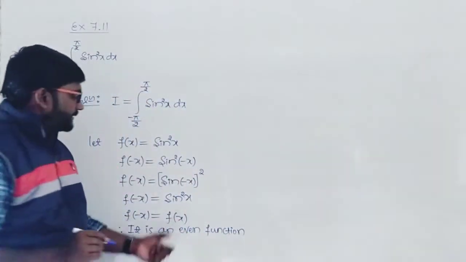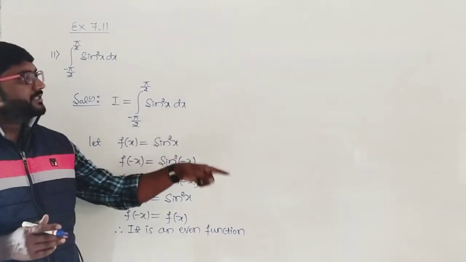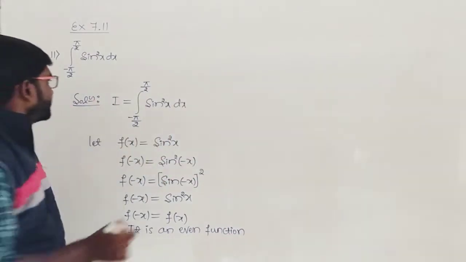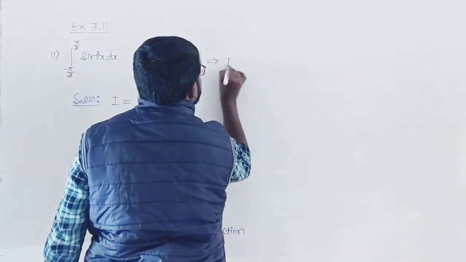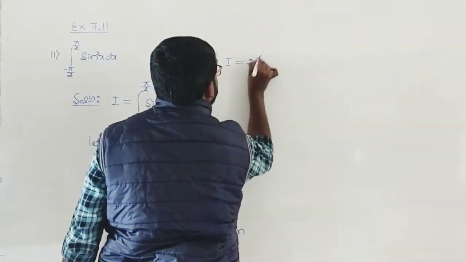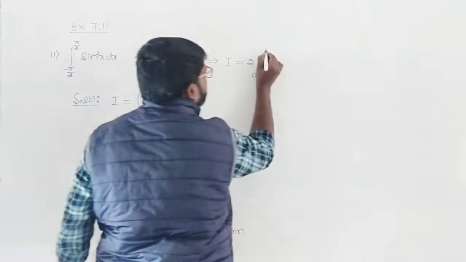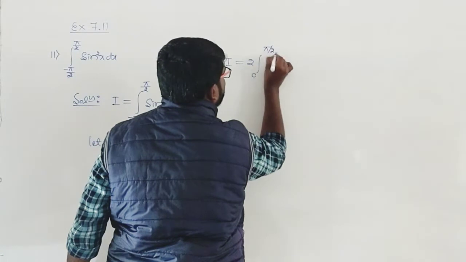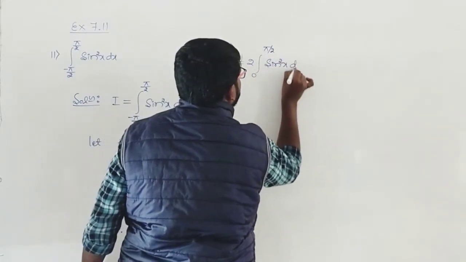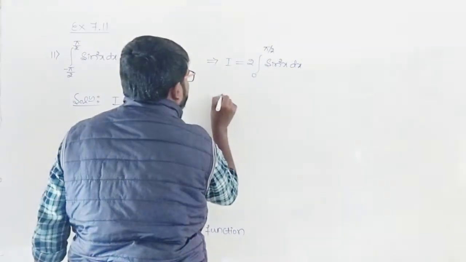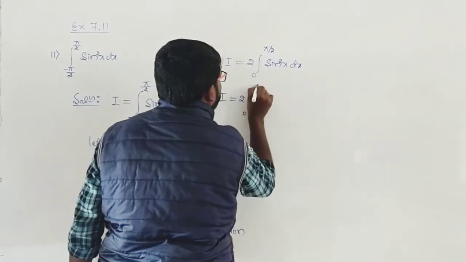So in case the function is even, it will be reduced to the form 2 times integral 0 to a of f of x dx. So here this implies I, which is equals to 2 times integral 0 to a. A is pi by 2. So it is pi by 2. Then sin square x dx. Now I is equals to 2, I will be writing it as it is. Then integral 0 to pi by 2.